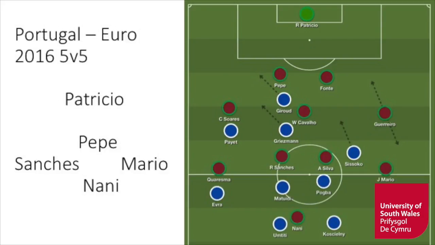We can also look at how we would adapt the formation in a 5v5 format, with Patricio in goal, Pepe as the central defender, Sanchez as one side of the diamond, Mario as the other side of the diamond, with Nani as the top of the diamond. Looking across all of these formats of the game, we've made adaptations based on the 11v11 structure of Portugal in the Euro 2016 final. Depending on the age group you're working with, you can use these adaptations as you best see fit.